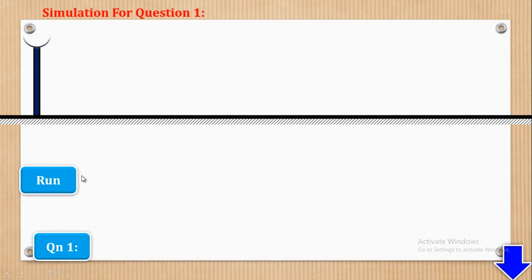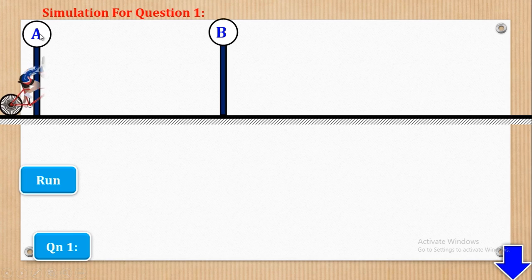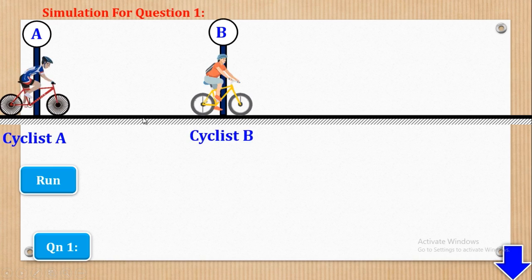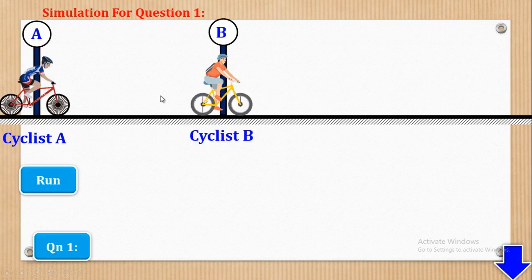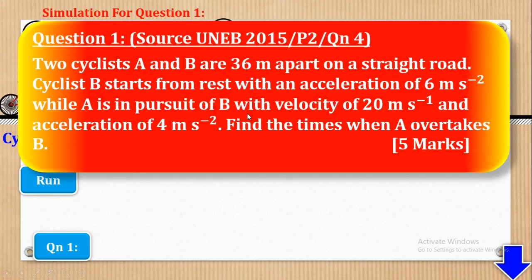So we shall have cyclist A and cyclist B. Cyclist A will be at point A and cyclist B will be at point B. Okay, so there are two cyclists. They told us that they are 36 meters apart, meaning that the distance from A to B is 36 meters. Then they also told us cyclist B starts from rest with an acceleration of 6 meters per second, while A is in pursuit of B with a velocity of 20 meters per second and an acceleration of 4.